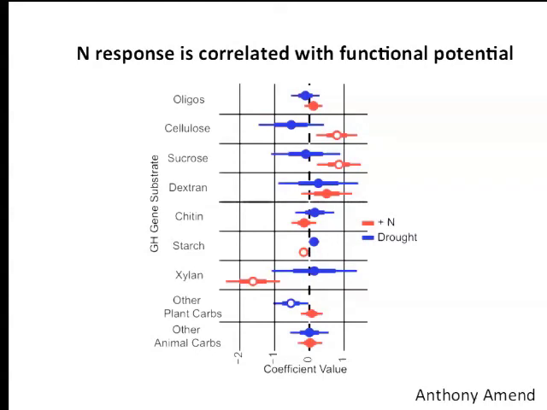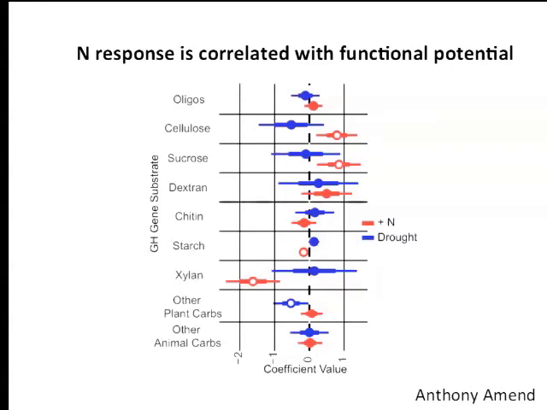So using a correlation method that tries to take into account phylogenetic non-independence, he was able to look at, okay, is there a correlation? There would be no correlation if you're on this dotted line here, the 0 coefficient value. Is there a correlation between the number of genes related to oligosaccharide degradation in a taxon and whether it went up or down in drought or nitrogen? And there's no correlation for this group.